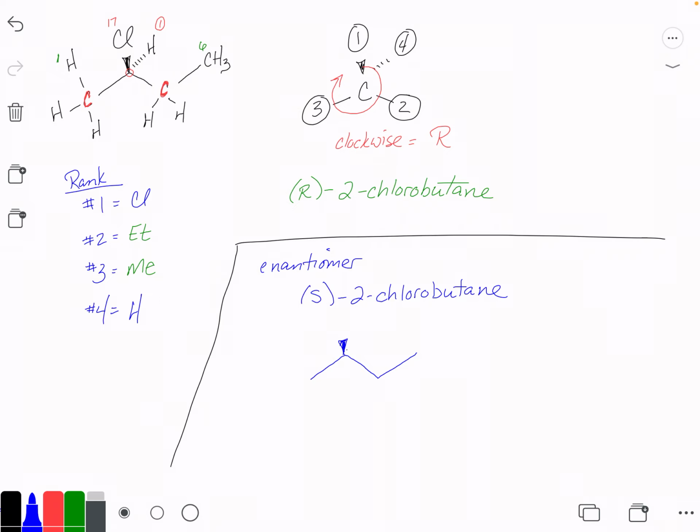So we can put, for instance, instead of having our chlorine to the front, hydrogen to the back, we can put our hydrogen to the front, chlorine to the back. It's that simple. There are plenty of other ways that we could draw this molecule, but that's the easiest way to do it for sure.